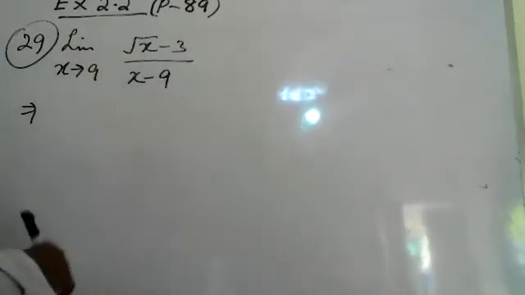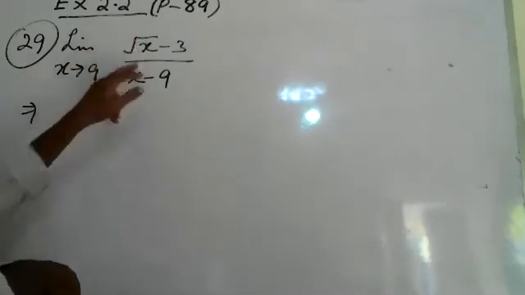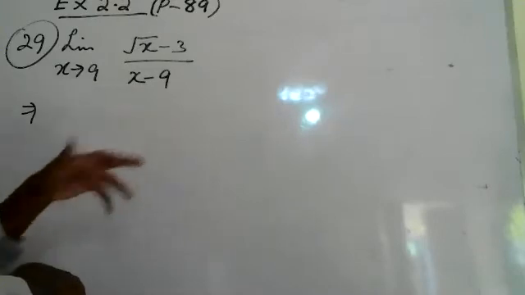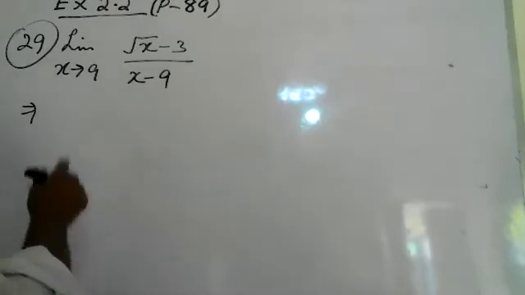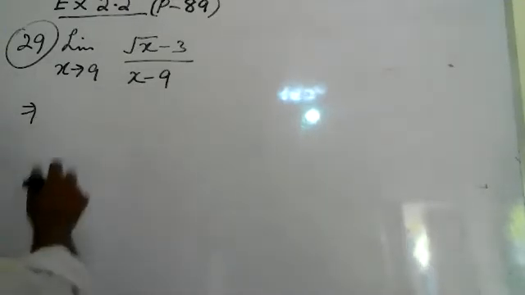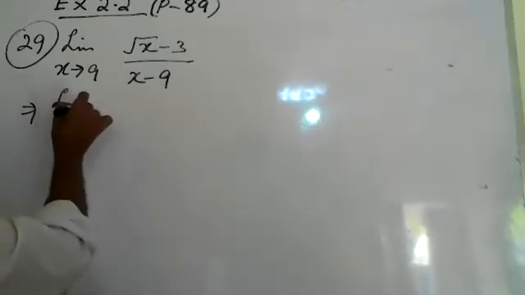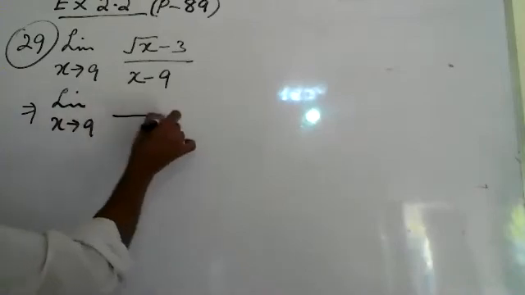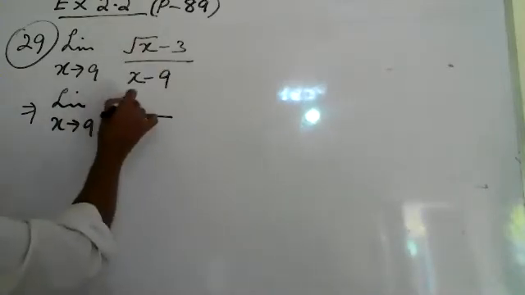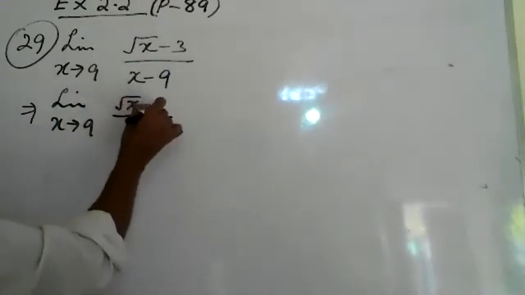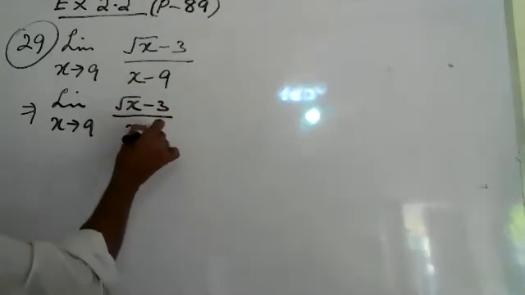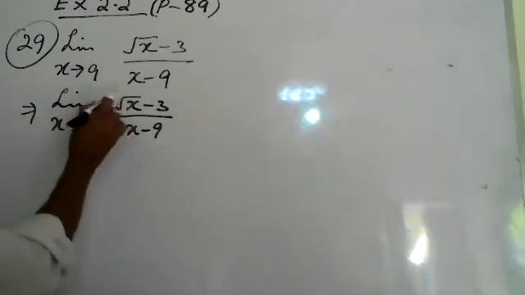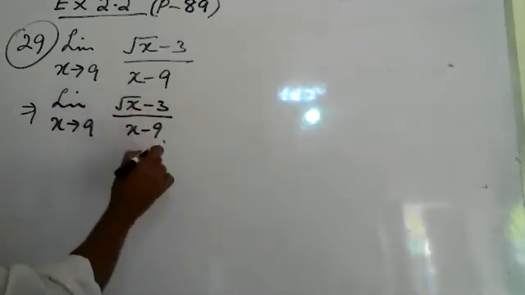When there is under root in the denominator or in the numerator, we will multiply it with the conjugate of the expression which is in under root. So this is in under root. This is not in under root. So we will multiply and divide by the conjugate of under root x minus 3.